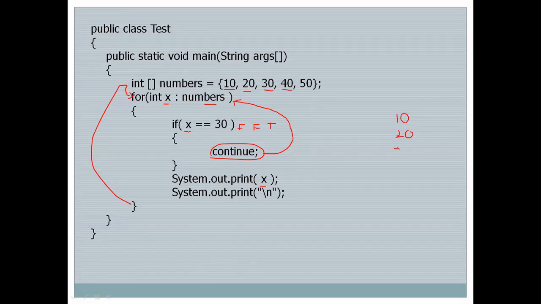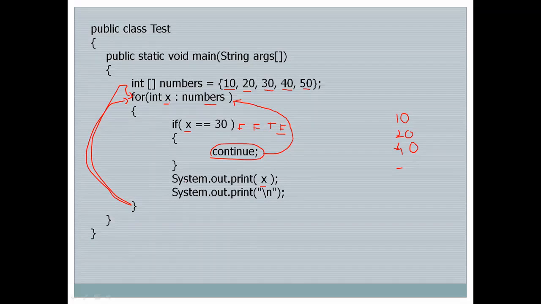Again it will come here, it will check 40 is equal to 30, the condition is false. As the condition is false, if is not executed, it will execute system.out.print and print the value of x. So the value of x right now is 40. So it will print 40 and slash n. Again, as it reaches the end of the loop, from this point it will go back to the loop. Again the next value is assigned, that is 50 is assigned to x. 50 is equal to 30, again it is false.